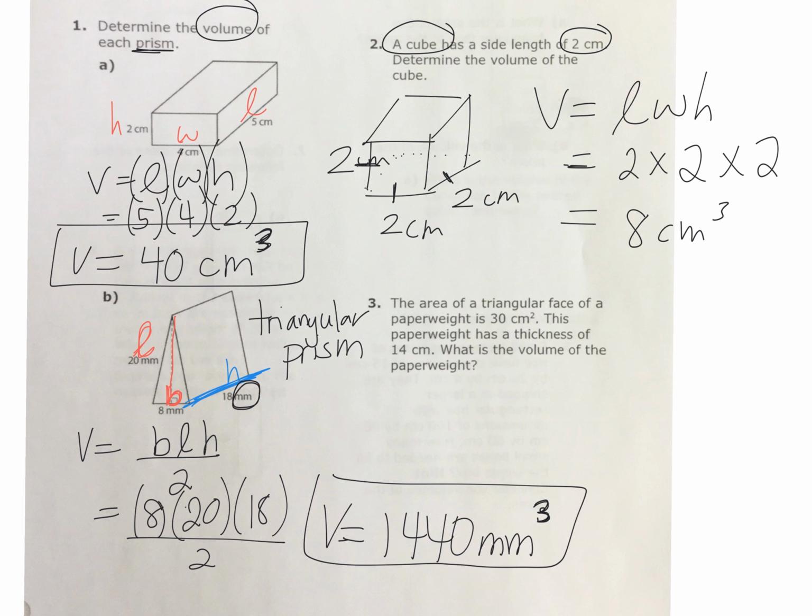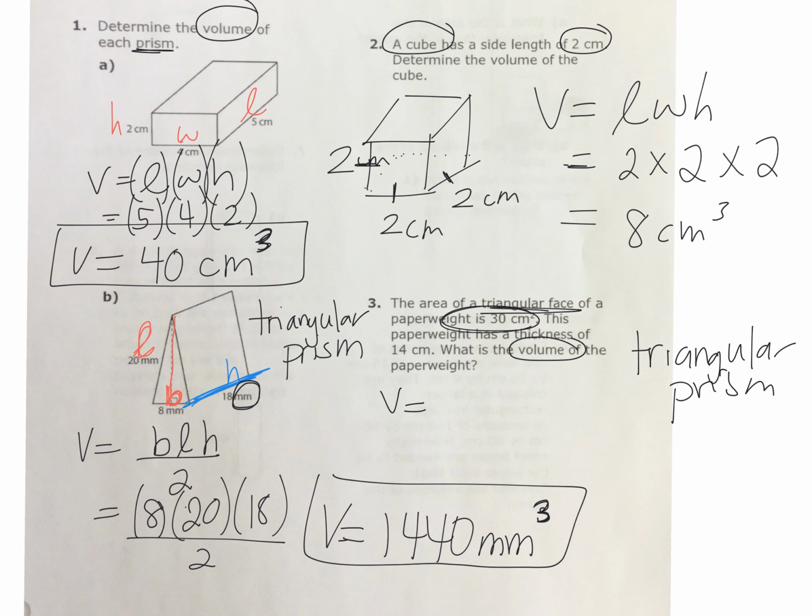Okay, so we're looking at the area of a triangular face of a paperweight. But we're trying to find the volume. Which 3D shape do you think the paperweight would be? If they're telling you it has a triangular face, what shape from this formula sheet? We know it's going to be a triangular prism because it has a triangular face. We know the area of the triangle, of the base. So they've already done part of the work for us.